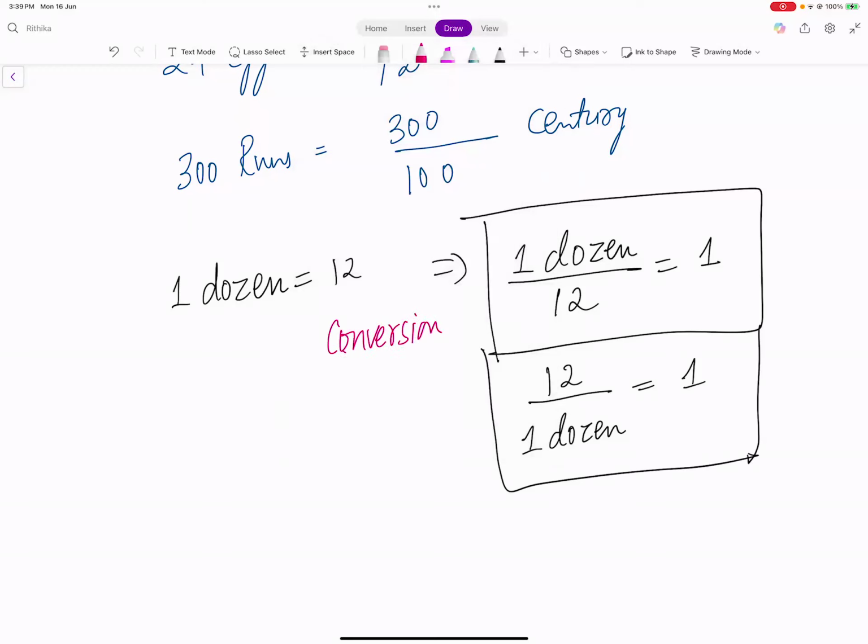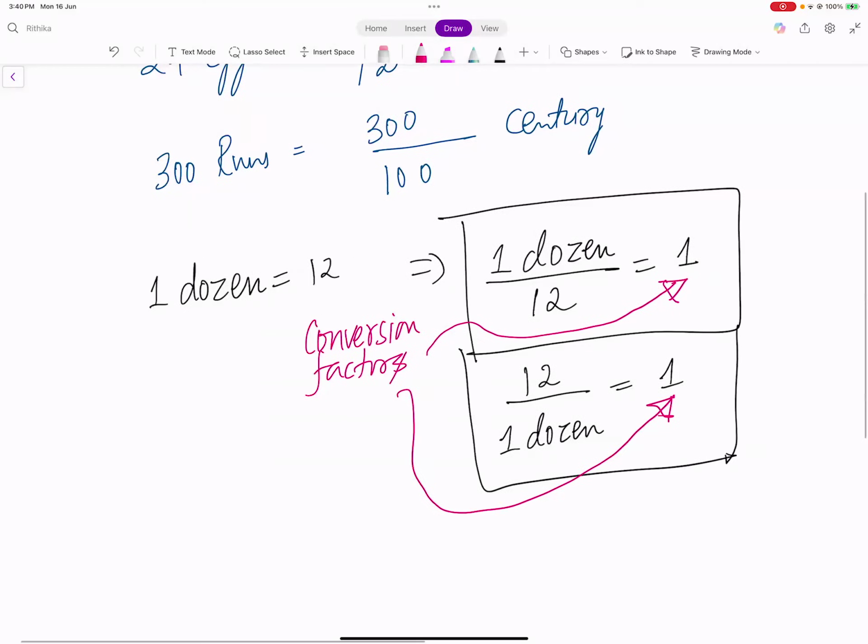These are what we are going to call conversion factors. These conversion factors will exist for everything wherever we have two things which are equal to each other. So conversion factors means we have divided them and we have made one out of it. So now we come back to that.